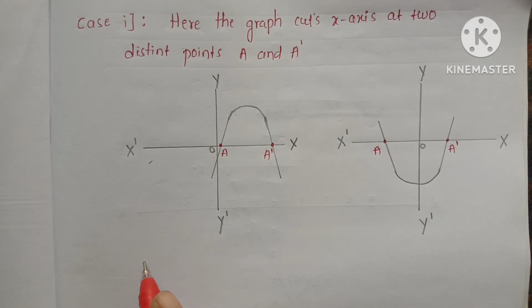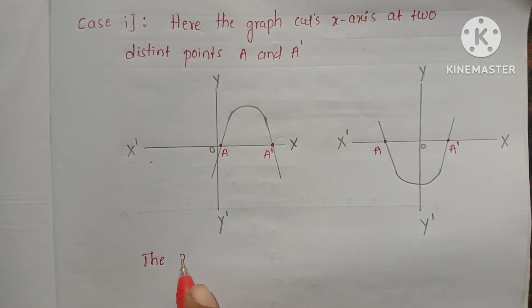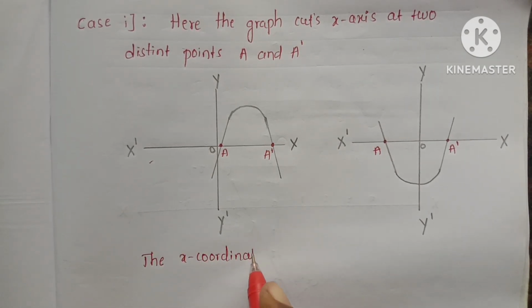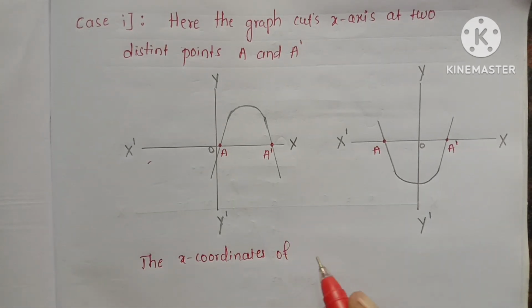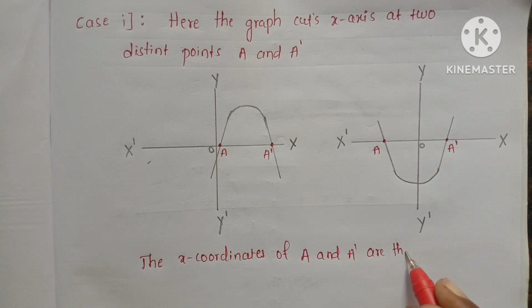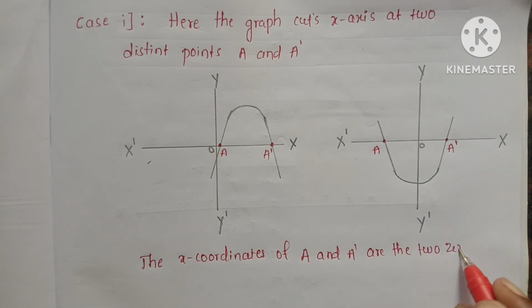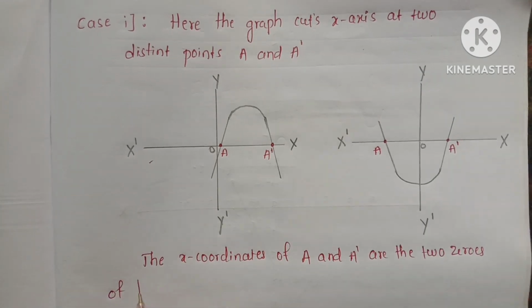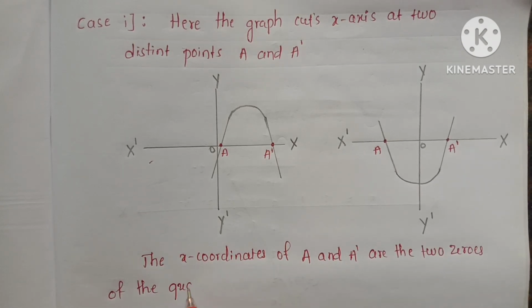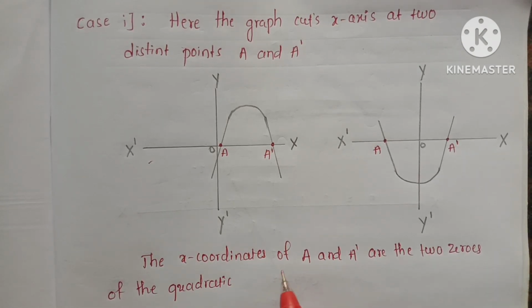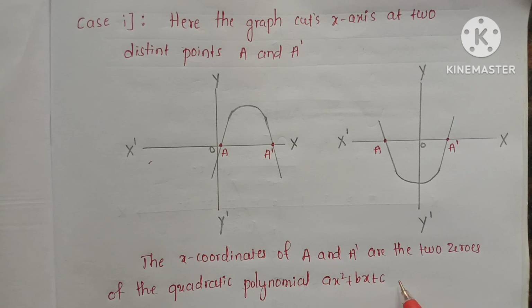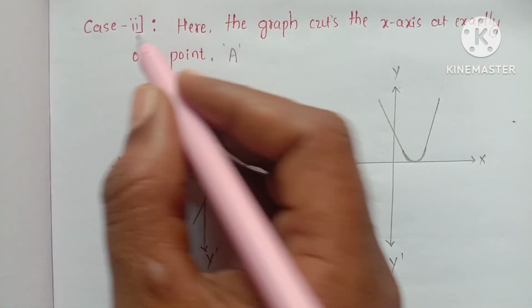Now observe these two drawings. The x coordinates of A and A dash are the two zeros of the quadratic polynomial. This means we have to consider the points where the line touches the x-axis, and those points we call the zeros of a polynomial.